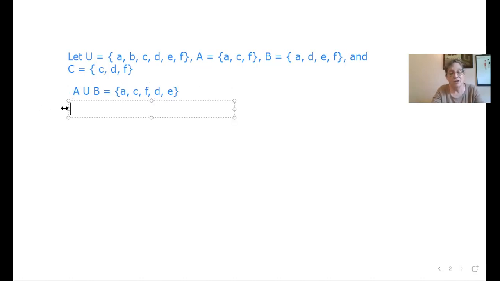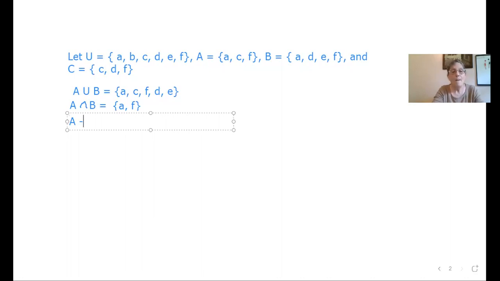What would the intersection of A and B look like? Now, I don't have any way to type the intersection, so I have to draw it in. But the intersection of A and B would be the elements that are in both set A and set B. If we look at the two to compare them, we see that we've got an a that's in both and an f that's in both. So the intersection of A and B is going to be the set of a and f.